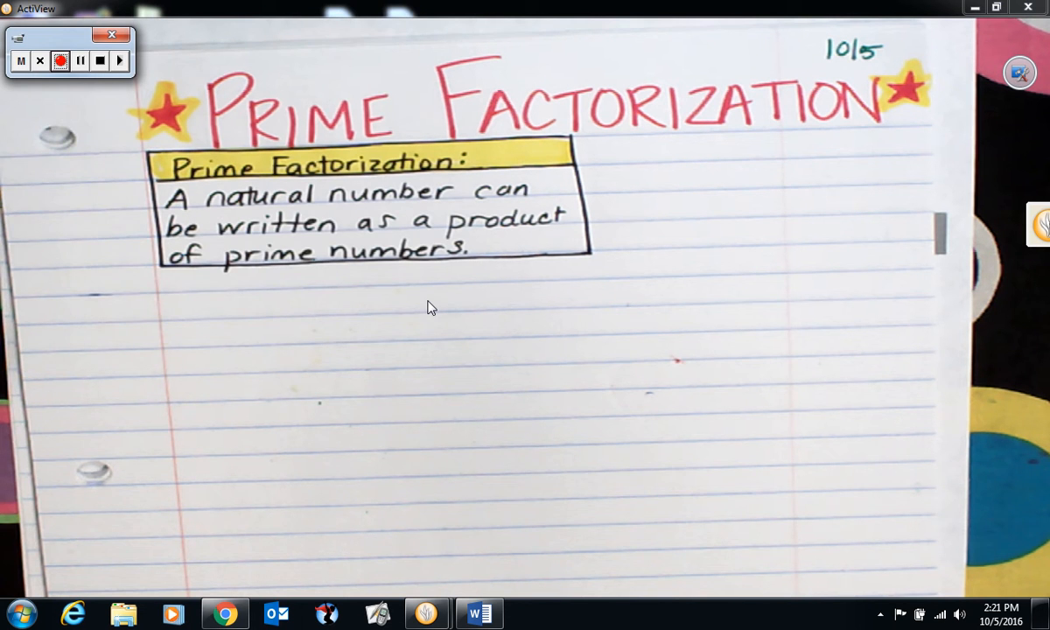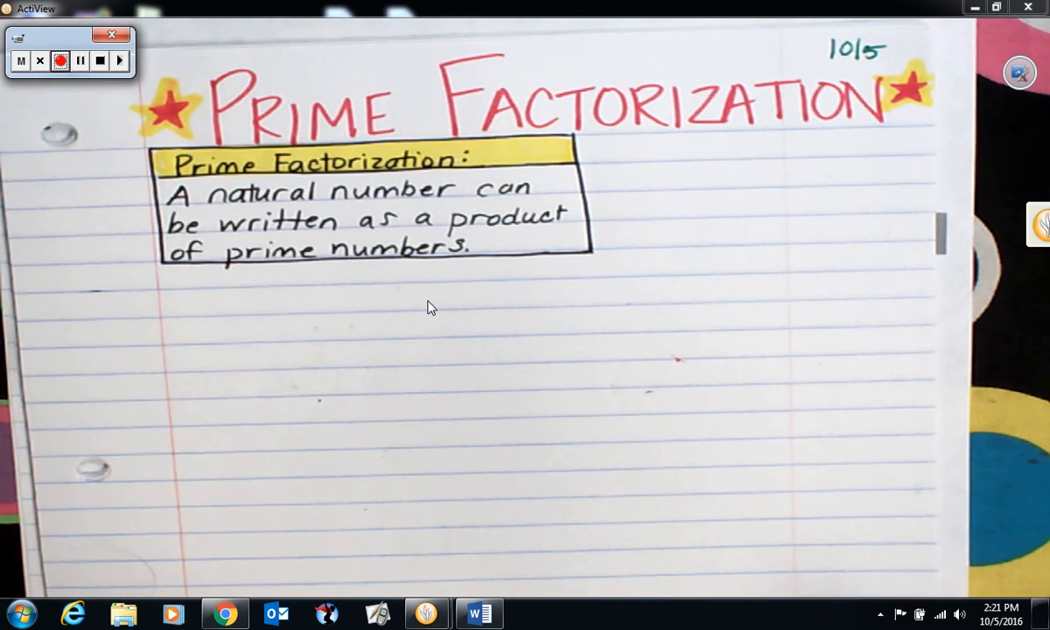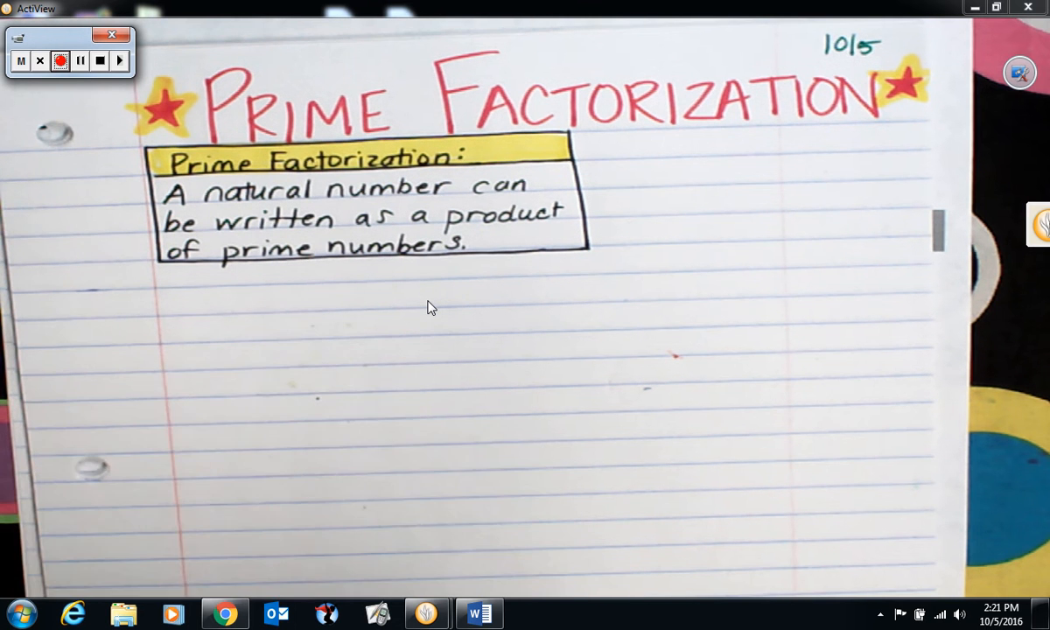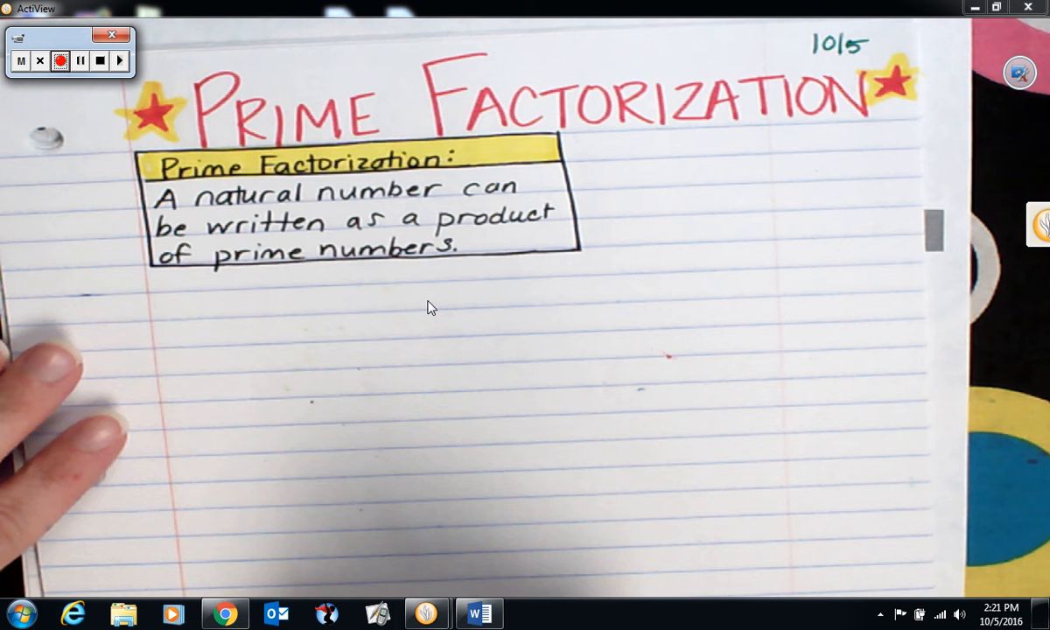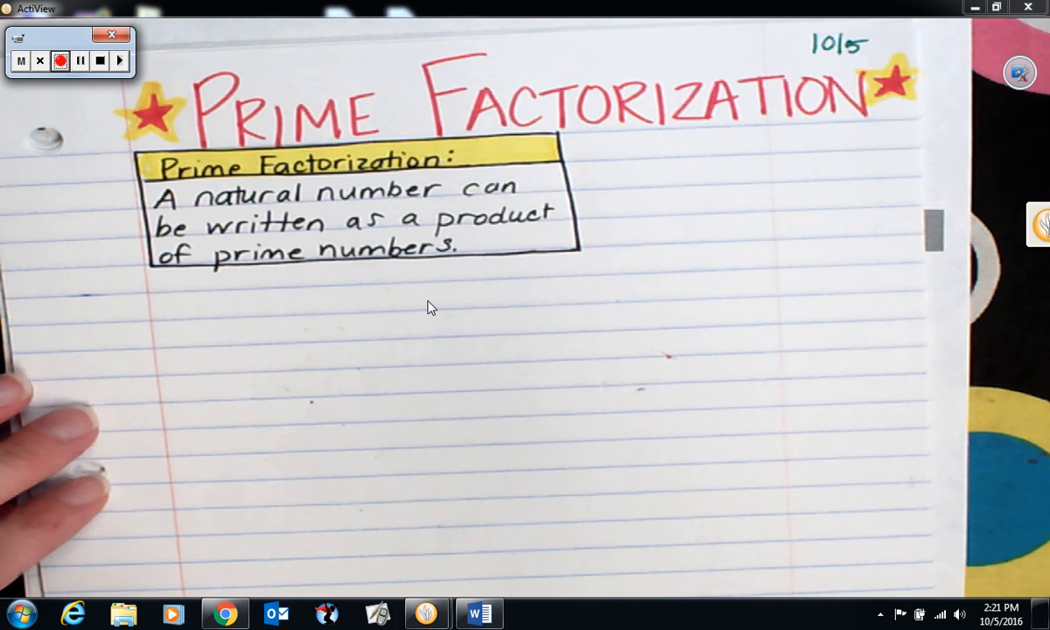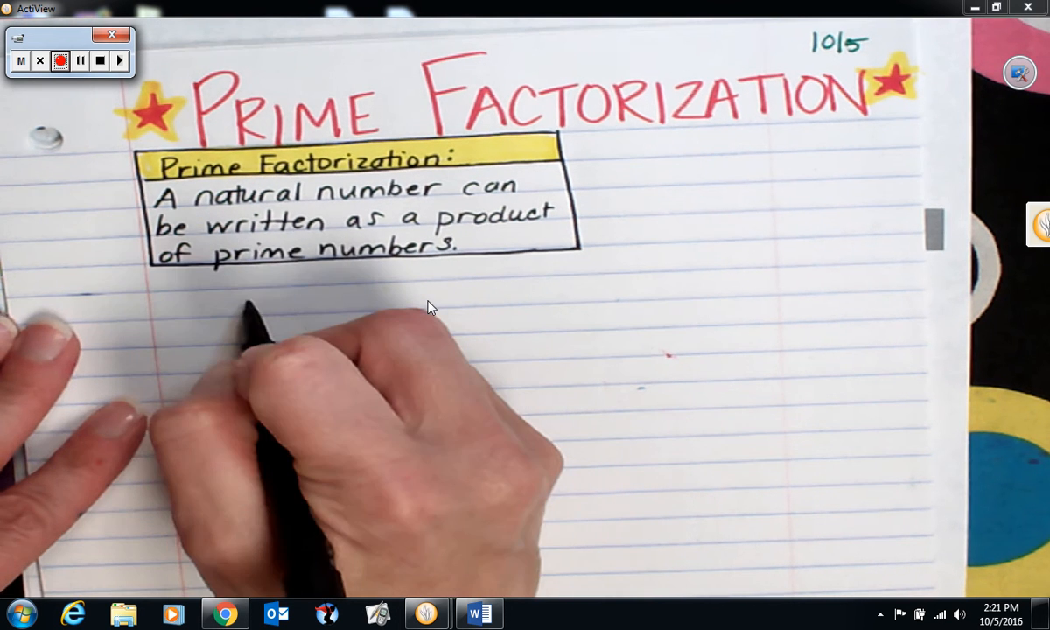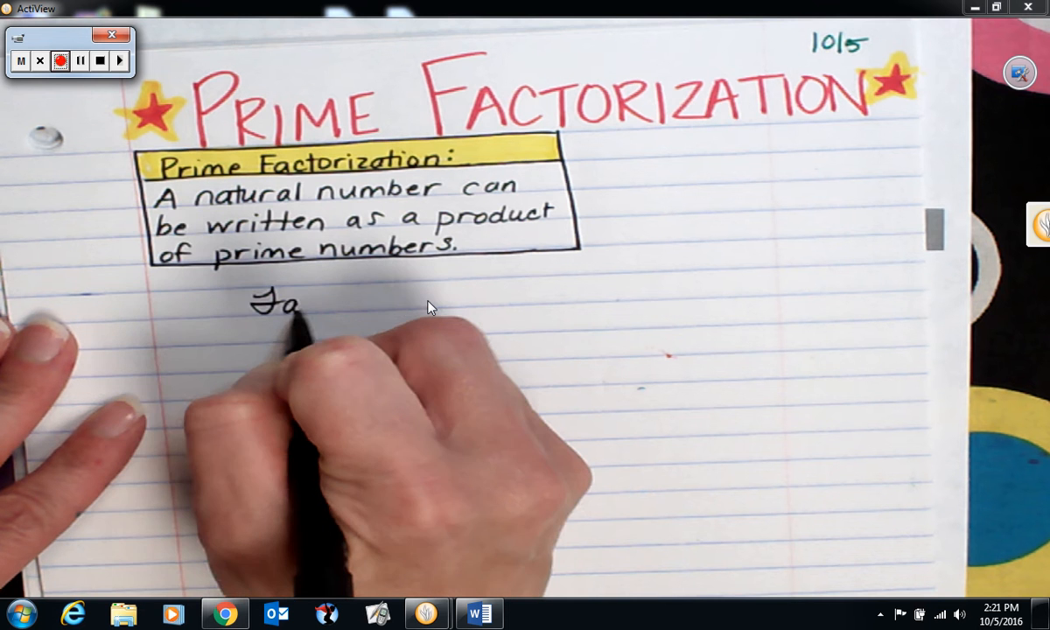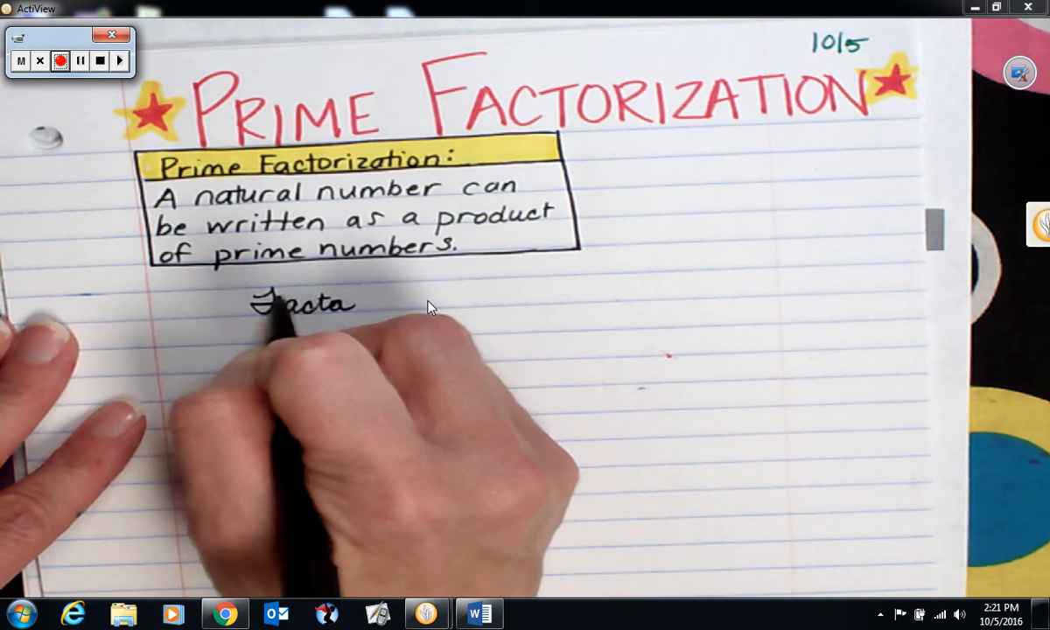Okay, today we're talking about the prime factorization of a number. So we've already identified the definition of prime factorization. And now I'm ready to use a factor tree to find the prime factorization of a number. So we're going to create a factor tree.